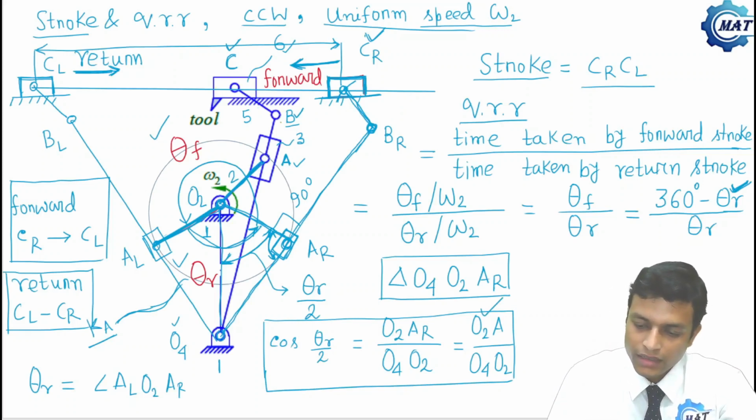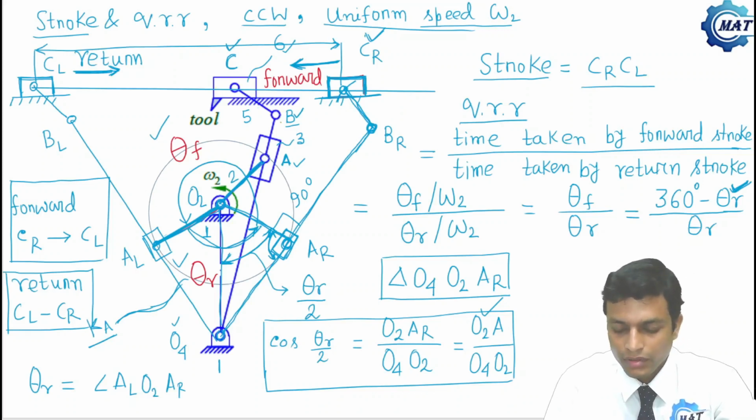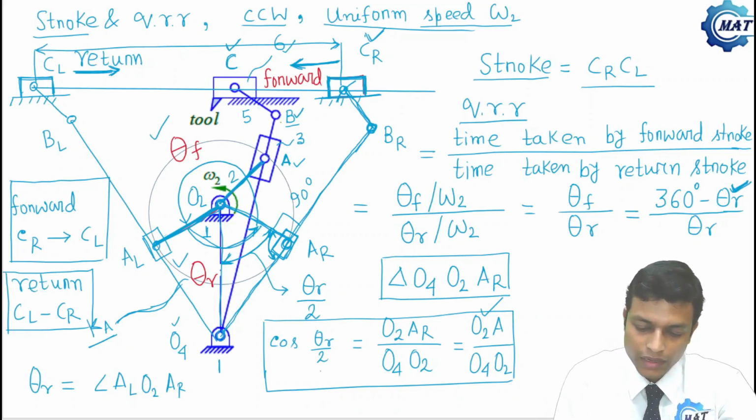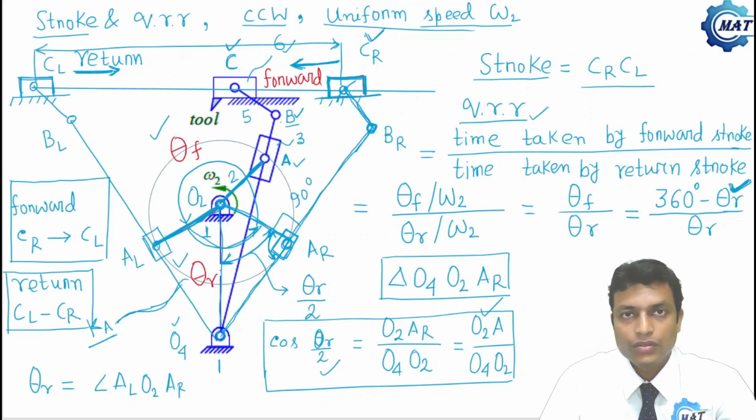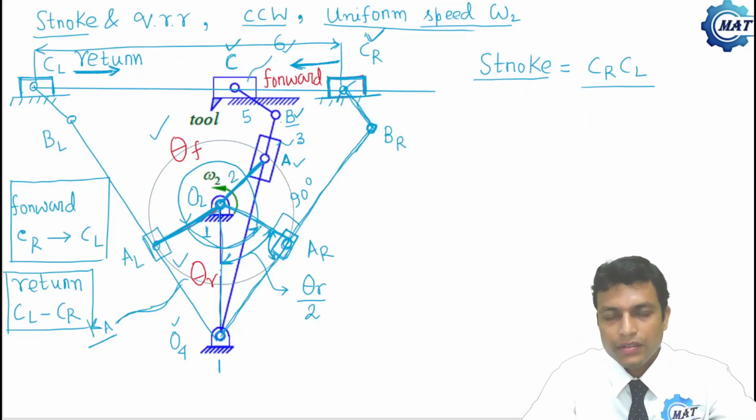That is, theta R or theta R by 2 is a function of the length of crank and length of the fixed link. So from this we can calculate theta R by 2. If we can calculate theta R by 2, we can get the value of theta R. So put here the value of theta R and you will get the quick return ratio easily. We have derived the expression of quick return ratio.